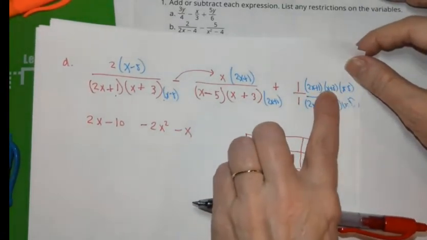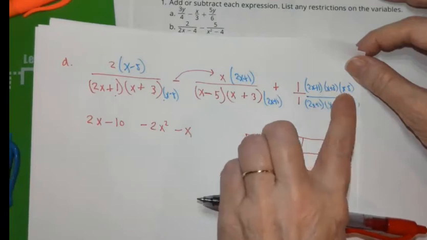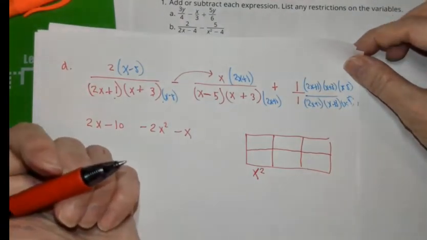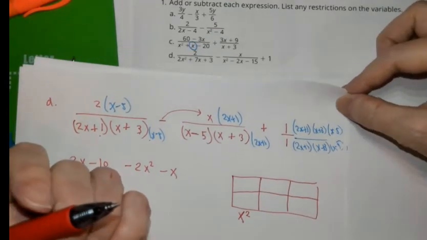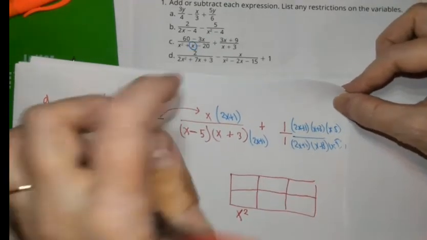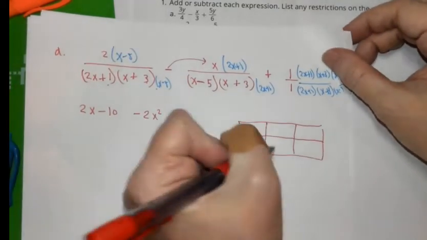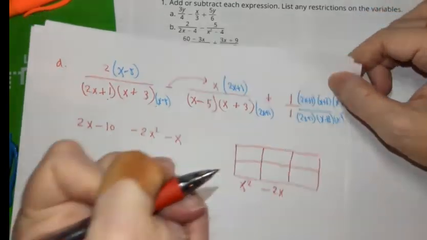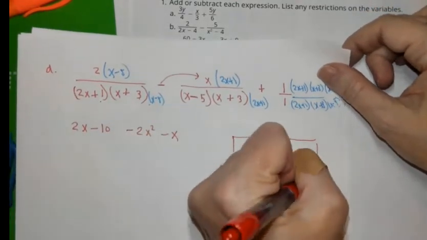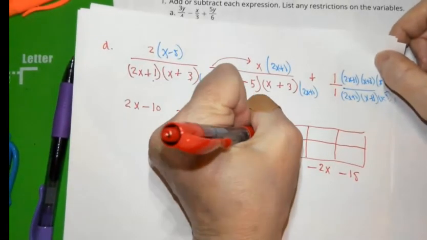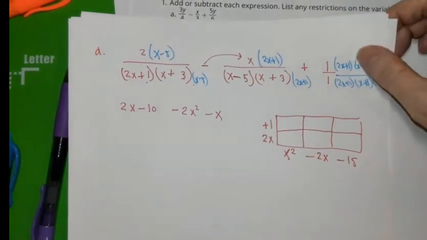Negative 5 times x is negative 5x. 3 times x is positive 3x. So that would be, actually we just did this one. Isn't that, yeah, it's this trinomial. So it's x squared minus 2x minus 15. So I'm just going to copy that down here. The other binomial is the 2x plus 1. So we're going to put that on the side of the box.